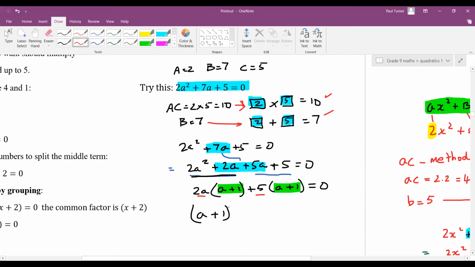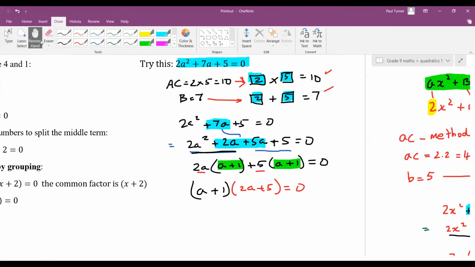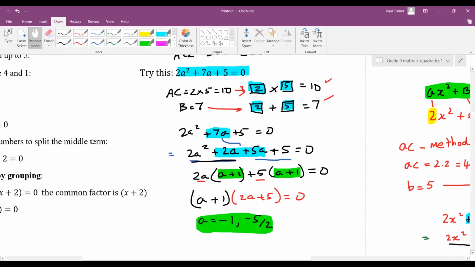2a plus 5. So I'll write that there, 2a plus 5 as the other factor equals 0. And then a must be equal to minus 1 or minus 5 on 2. Okay, so that's your answer there. I'll put that in green. So you can copy that because that's not written on the sheet. That's how I did this question here.